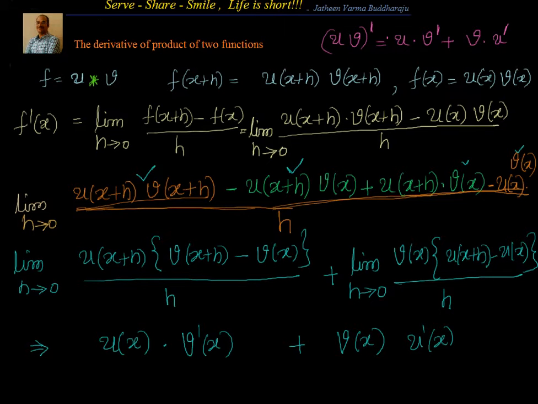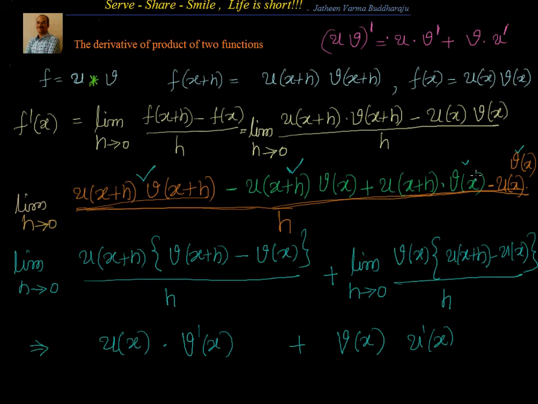So we have to find out how we can express the derivative of f, u into v, in terms of individual derivatives and functions. For that we have found what is f of x plus h, f of x. Then according to the definition of f dash x, it should be f of x plus h minus f of x by h.